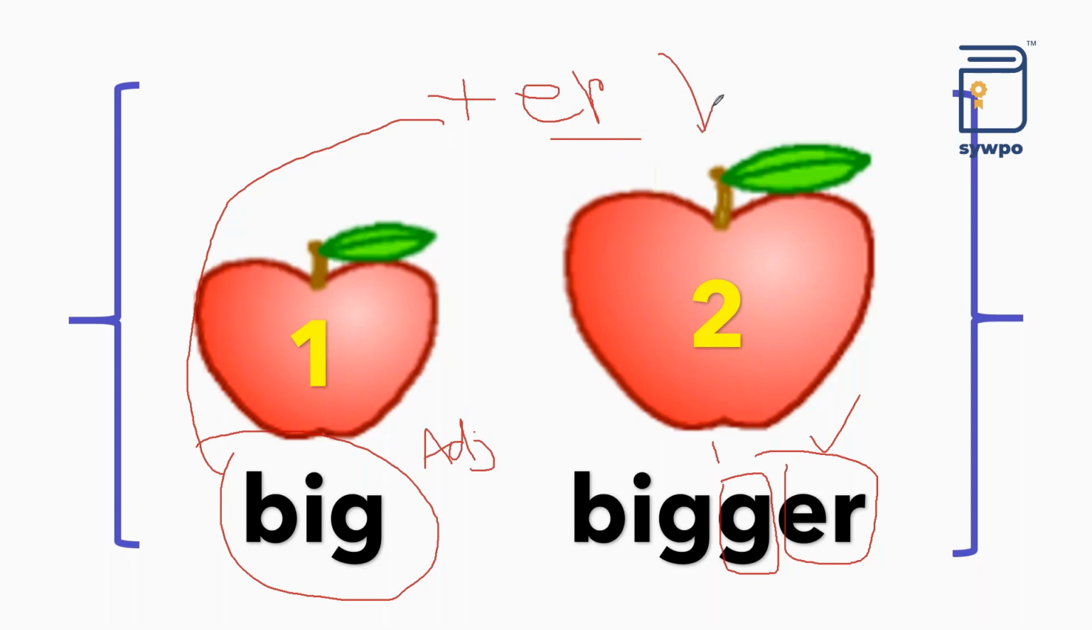So how do we make the comparative? We add er. I'm going to show that to you in the next slide and you will understand more. But here, as you can see, my first apple is big, the second apple is bigger. That's comparison between two items, between two things.